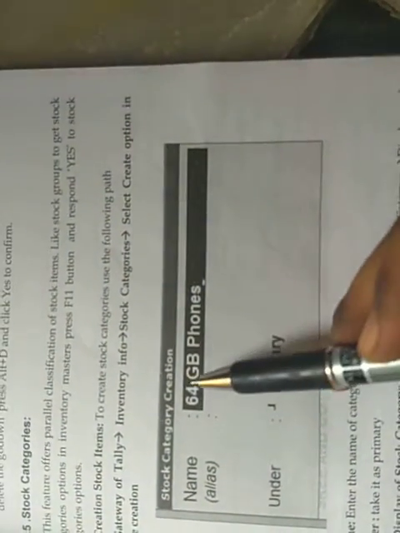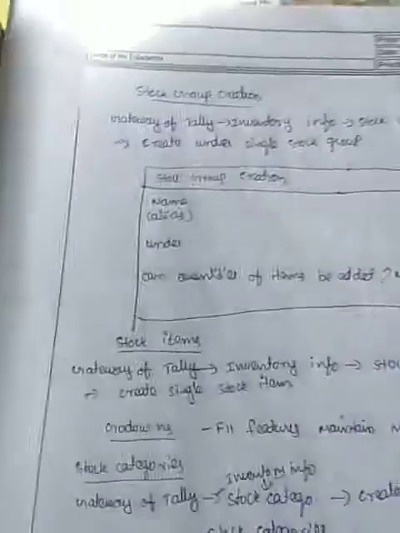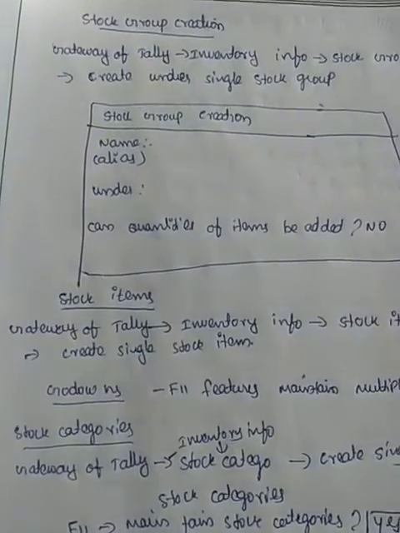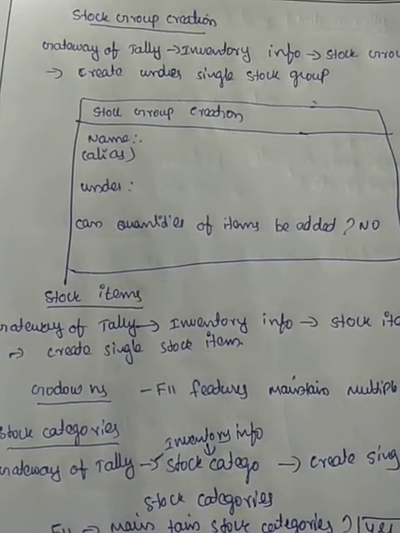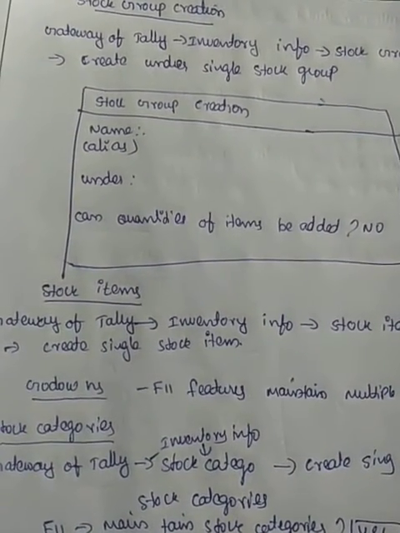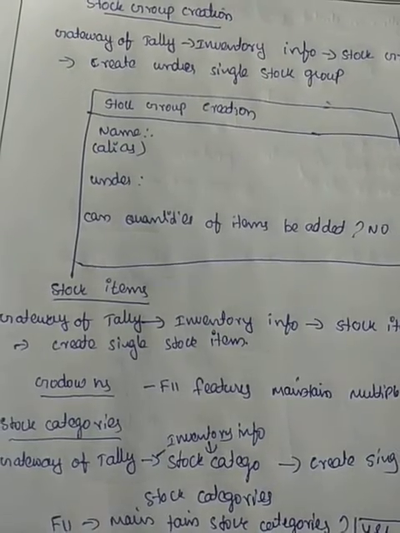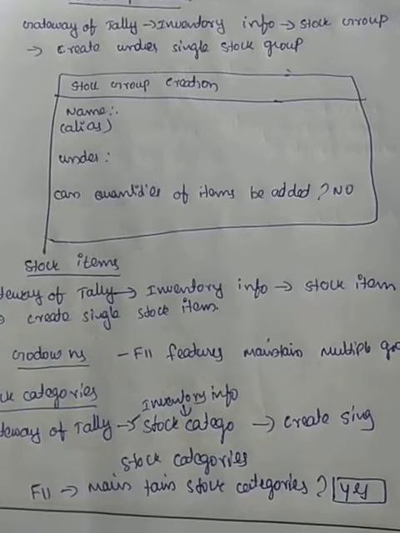Next, this is the stock category creation screen. The name is 64 GB phone, under is primary. Now here in the inventory info menu there are units of measure, stock groups, stock categories, godowns. So these are the options in the inventory info menu.